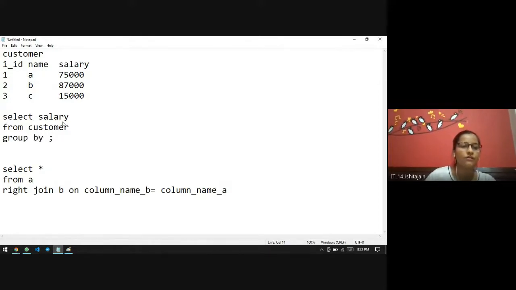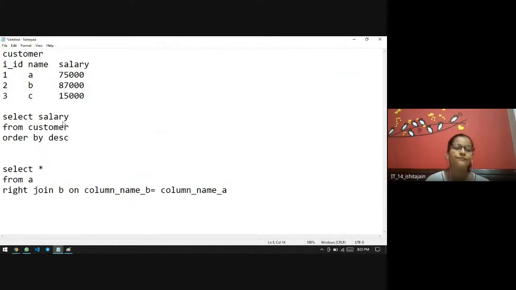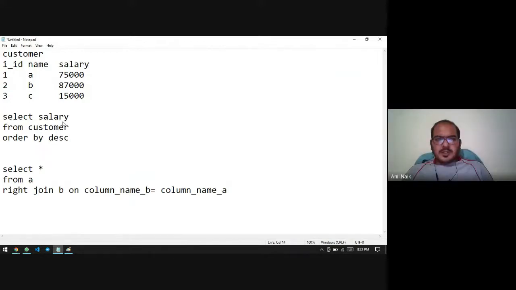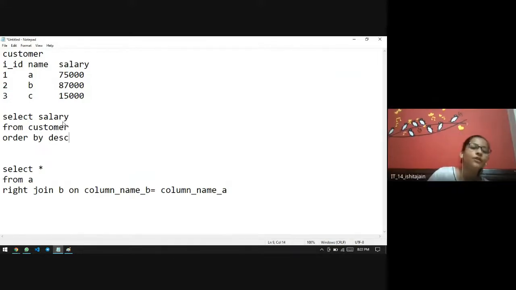This will also work. Sorry, group line. This will also work. It will automatically do it in ascending order. But if we want it in descending order, then this will work. Order by descending. Yes, sir. If we want it in ascending order, only this will work.